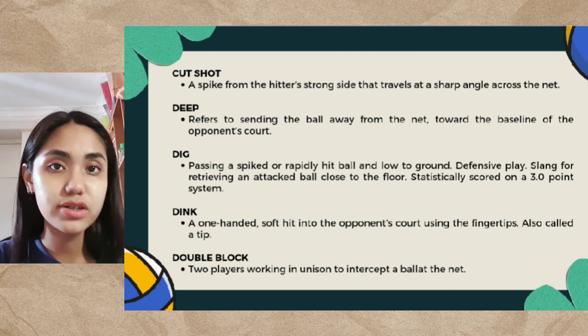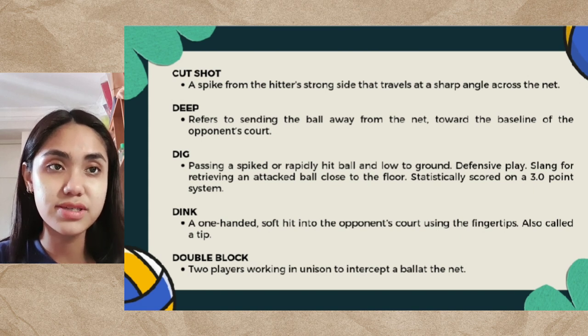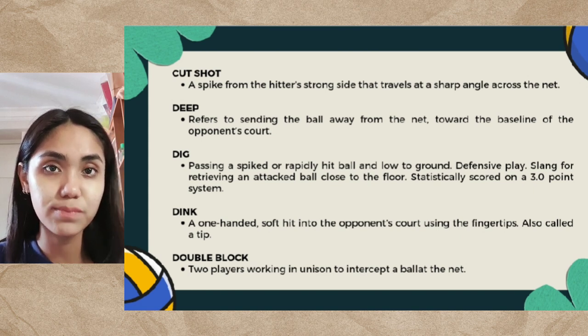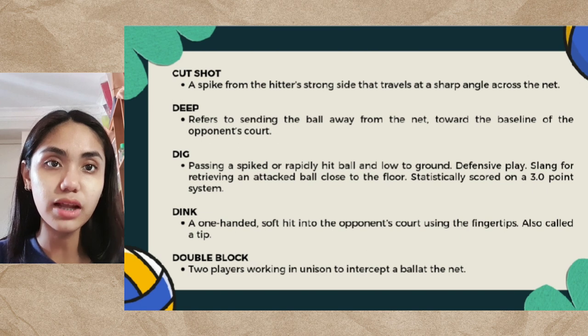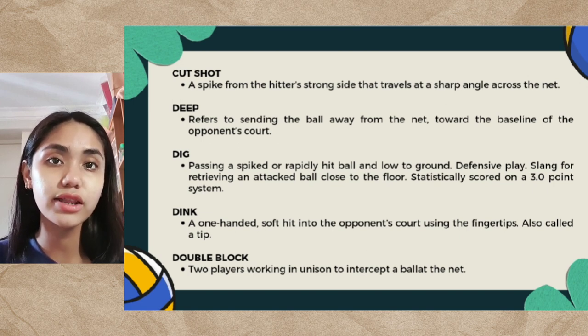The first contact made after an attacker from the other team sends the ball over to the defensive team is said to be a dig. Digs can be made with the forearms, open or closed hands, or any part of the body.